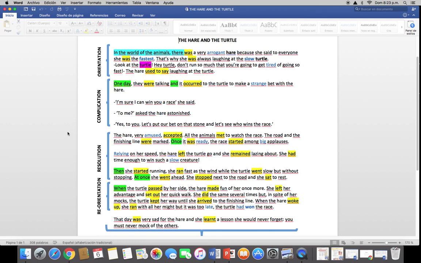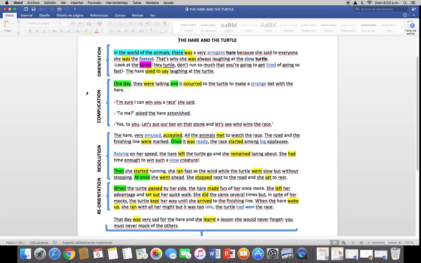to the finishing line. When the hare woke up, she ran with all her might, but it was too late. The turtle had won the race. That day was very sad for the hare, and she learned a lesson she will never forget. You must never mock of the others.